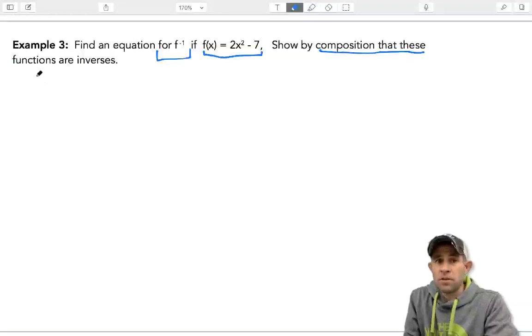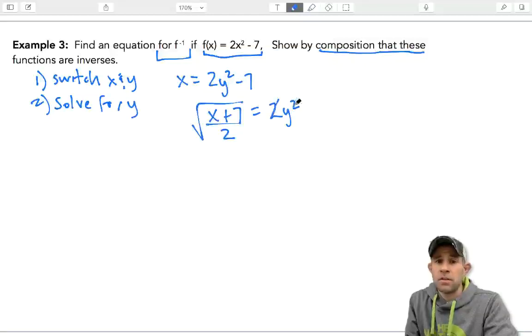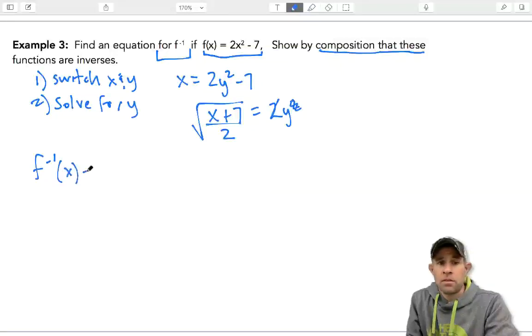All right, so remember our two steps. We're going to first switch the x and the y. So we have x is equal to 2y squared minus 7. And then the second step is to solve for y again. So we're going to start by adding 7 over, and now that's equal to 2y squared. Divide both sides by 2, and then take the square root. So that will give me y again. So my inverse function here for f of x is the square root of x plus 7, all divided by 2.